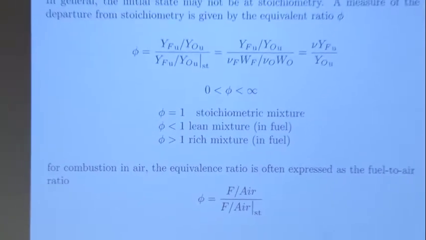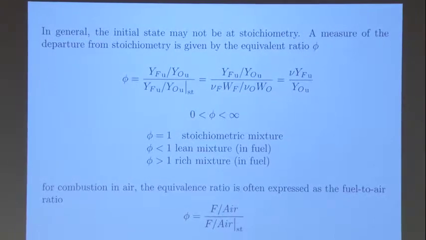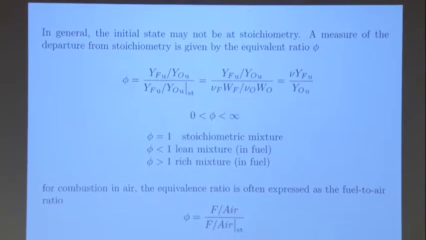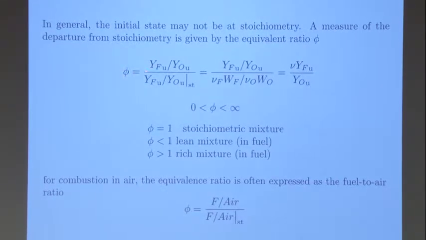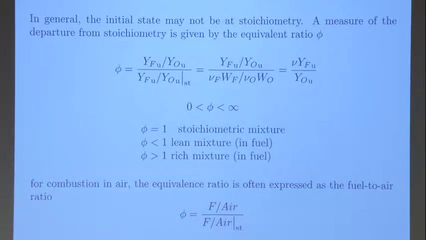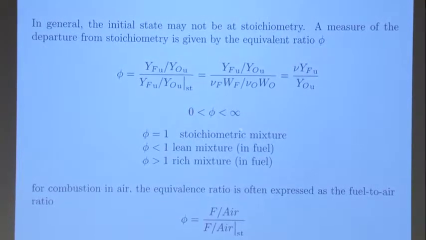Another notation that is very, very often used in combustion is the equivalence ratio. The equivalence ratio phi is defined as the ratio of fuel to oxidizer that you have in the system relative to the stoichiometric ratio of fuel to oxidizer. The stoichiometric ratio, as we have seen before, is just nu FWF divided by nu OWO. So this is what the equivalence ratio is, or if I use nu, it simplifies as such. Now the equivalence ratio is a number that runs from zero to infinity.